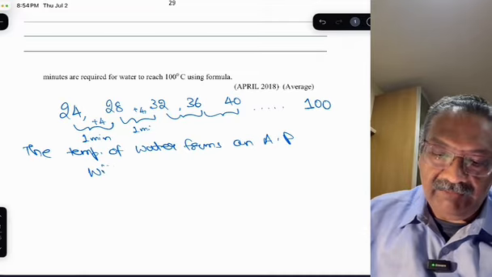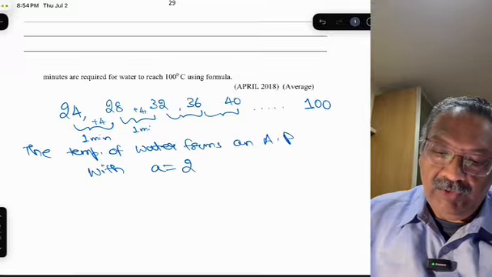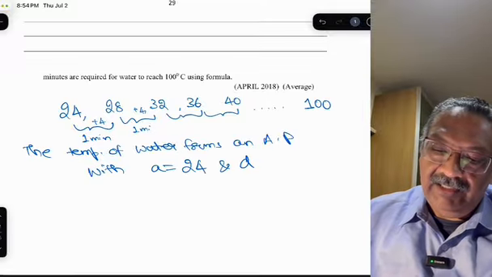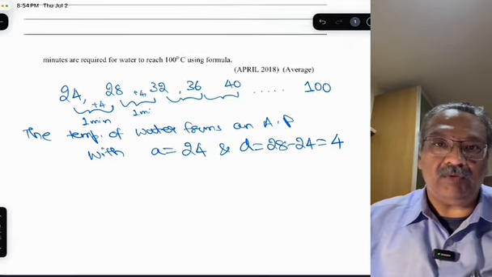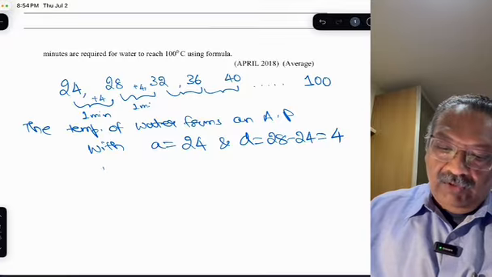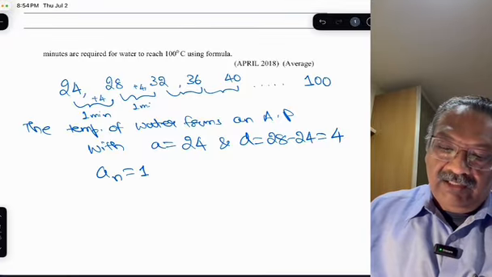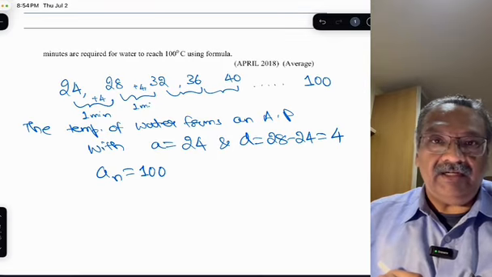With the first term, a is equal to 24 and d is equal to 28 minus 24, which is equal to 4. Now we want to find which term of the AP is 100.